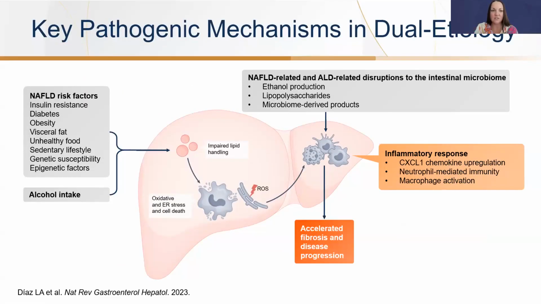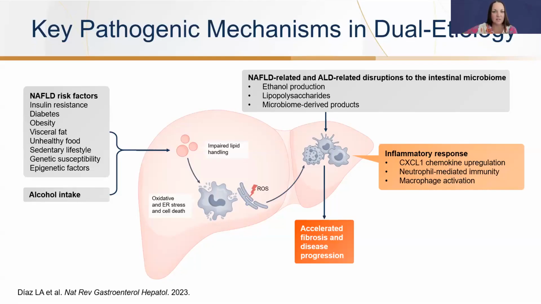So as far as the etiologies here on the left, you can have patients that have metabolic factors such as insulin resistance, diabetes, obesity. And then if you add alcohol intake into it, this is what happens in the liver. You have impaired lipid handling, which increases fat in the liver. And then you have oxidative and endoplasmic reticulum stress. This leads to cell death, which impairs cell signaling. And this is what increases the fibrosis of the liver.